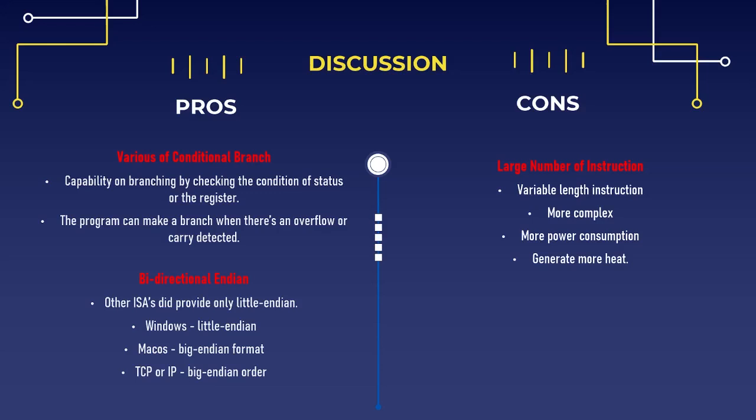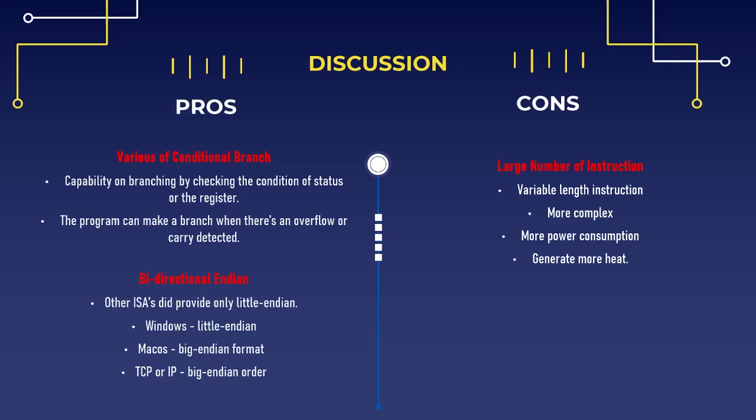Second pro, the Power ISA does support bi-endian for the user and consumer, while other ISAs only provide little endian format. Its predecessor, PowerPC, did support Windows and Mac OS, since Windows uses the Little Endian format, while Mac OS uses the Big Endian format.